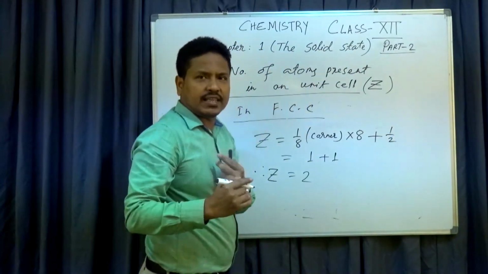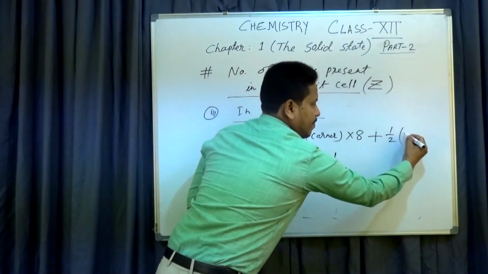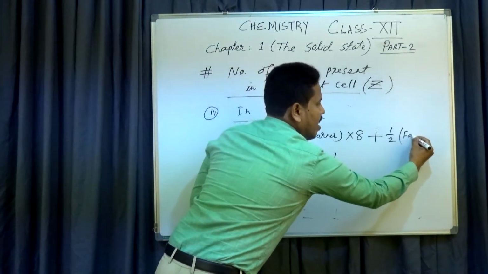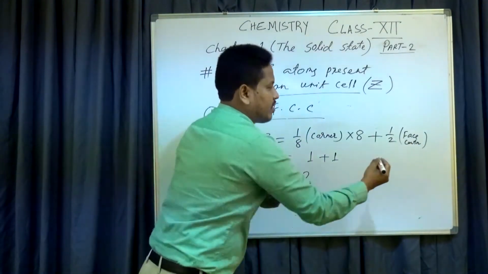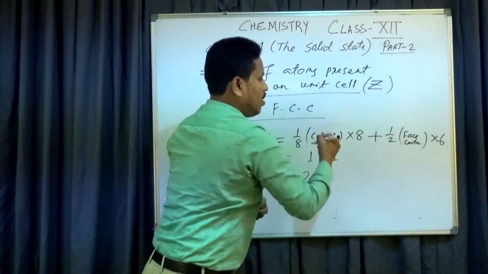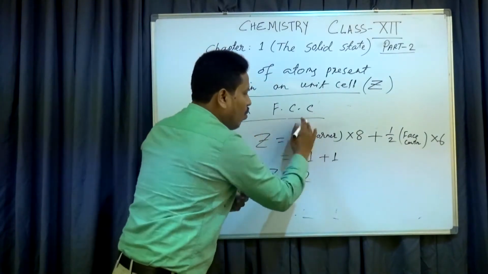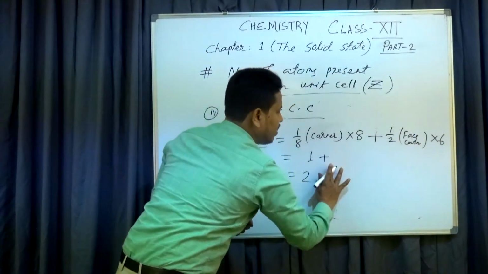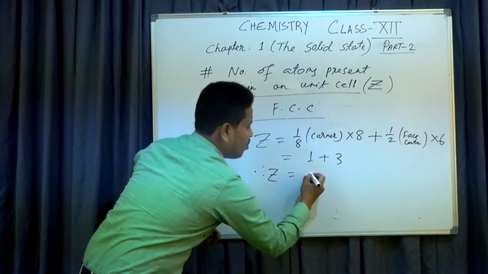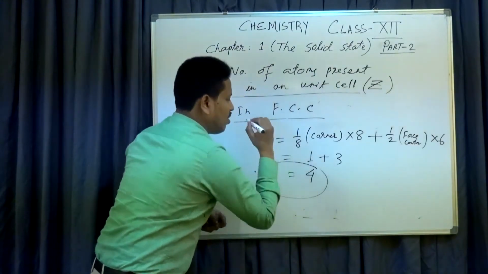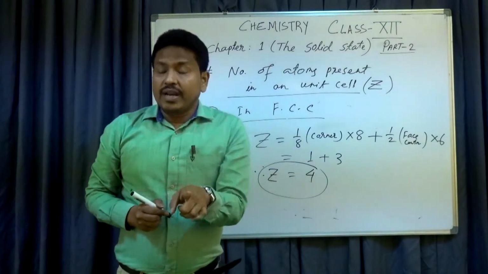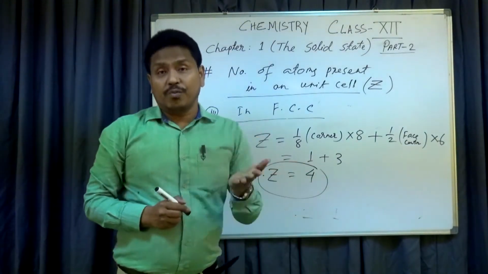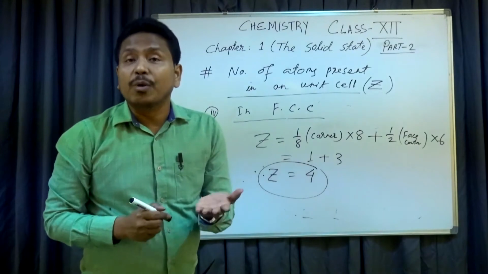But there are 6 faces. That is half for what? Face center. How many faces in the cube? 6 faces. Therefore, into 6. So total Z equal to 1 plus half into 6, that is 3. So Z equals 4. Very important, note down. In FCC, Z equal to 4. Note down very carefully, because this is important for your board examination as well as for numerical problems.